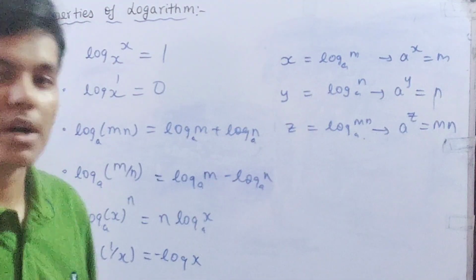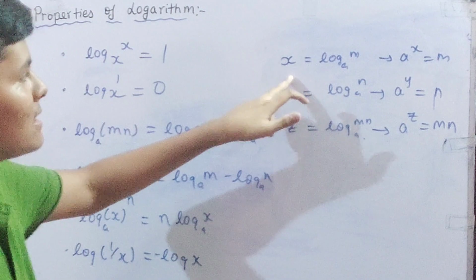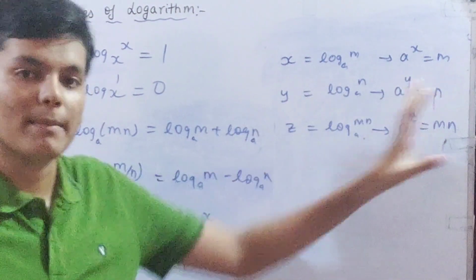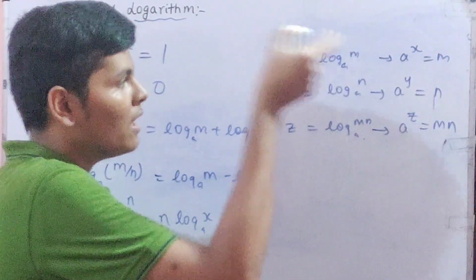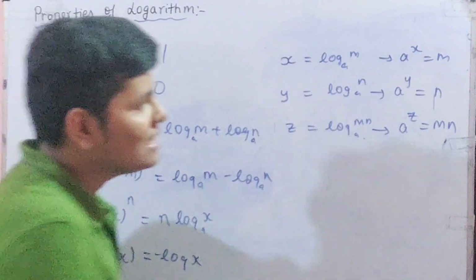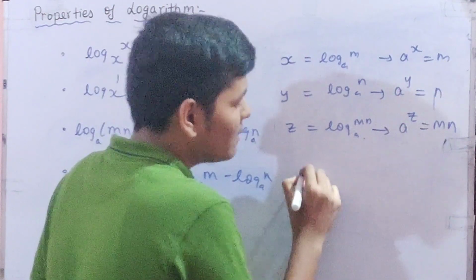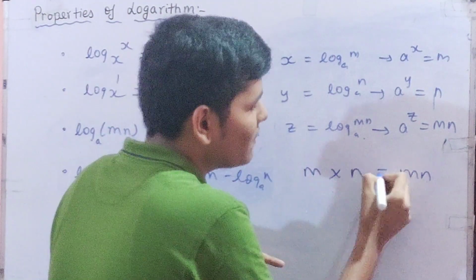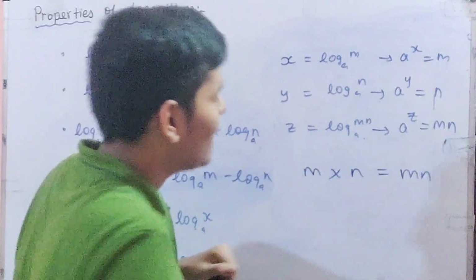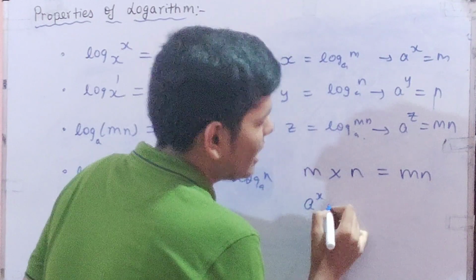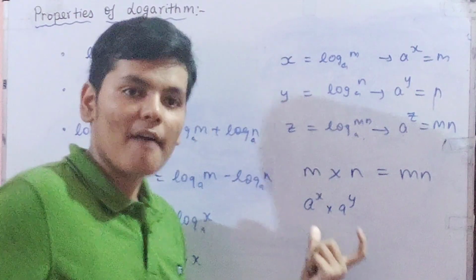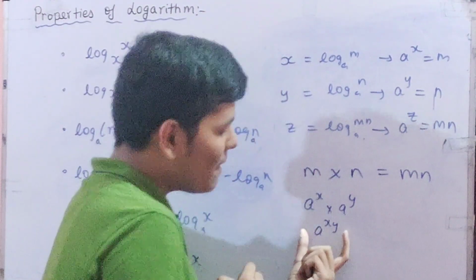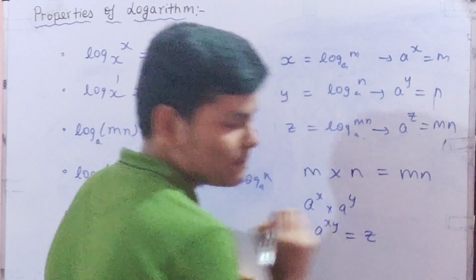These are the three values. What did we do here? We supposed a variable x equals log m to the base a, y as log n to the base a, and z as log mn to the base a. Then we took the antilog. Now we have the terms m, n, mn. If we multiply m and n, we will get mn, right? So we are multiplying a power x into a power y. After multiplying this, what do we get? We get a power xy.